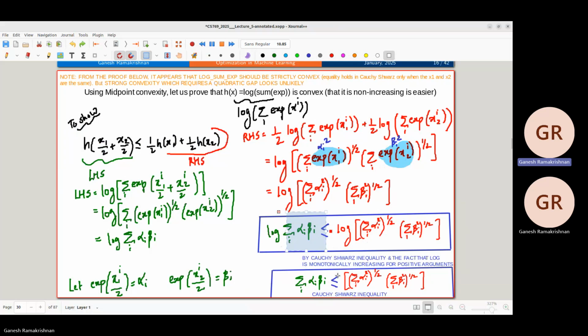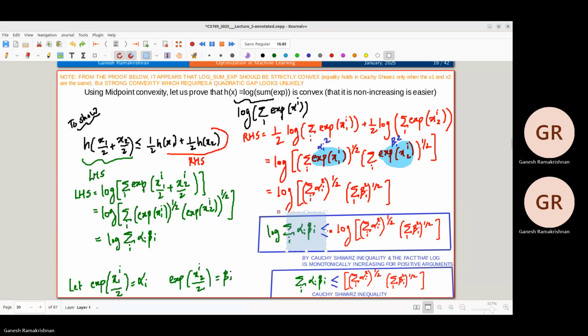That inequality holds because of the Cauchy-Schwarz inequality. You know Cauchy-Schwarz inequality. Basically, I've taken two vectors, alpha vector and beta vector, and the dot product is less than or equal to the norm of alpha times the norm of beta. That's Cauchy-Schwarz. So that's why midpoint convexity held. But there is a generalization of Cauchy-Schwarz which will help you generalize and show the convexity of log sum exp even beyond midpoint.